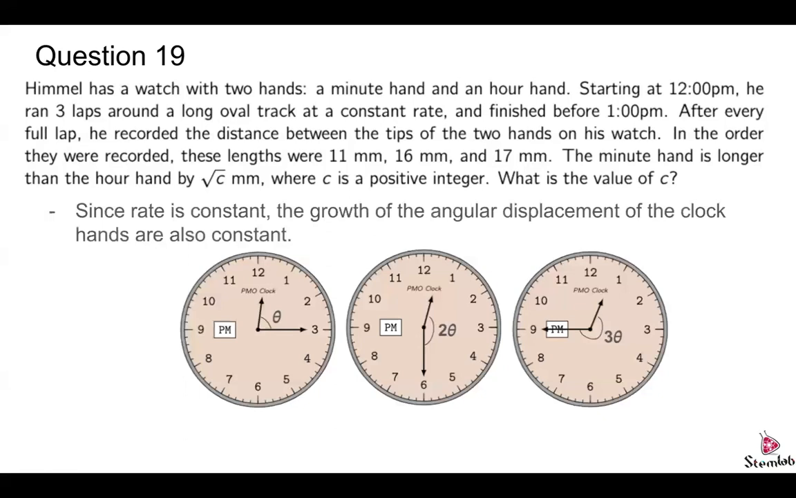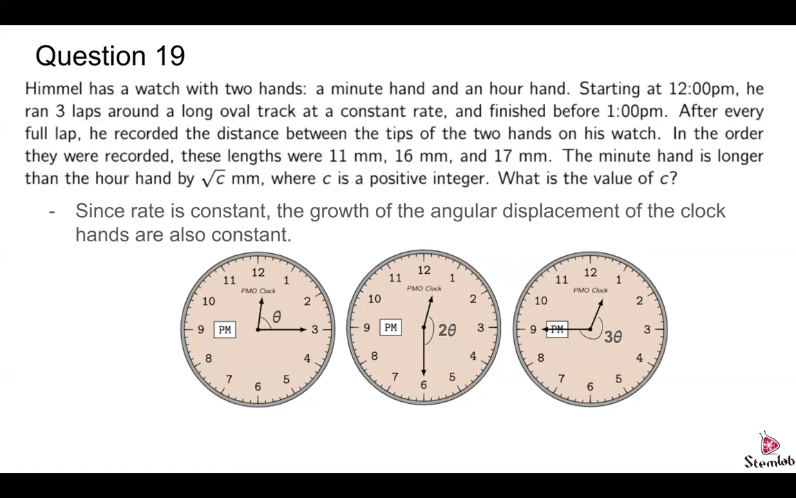Here in our example, every clock image, 15 minutes has elapsed. If we let the angular displacement at 12:15 be theta, we know that from an angular perspective, the minute hand travels twice as much if we now go to 12:30. And the same thing for the hour hand.